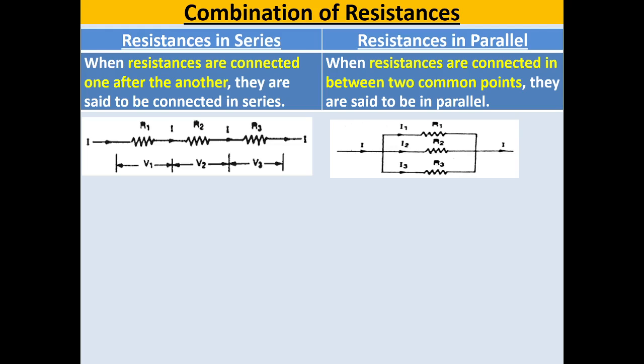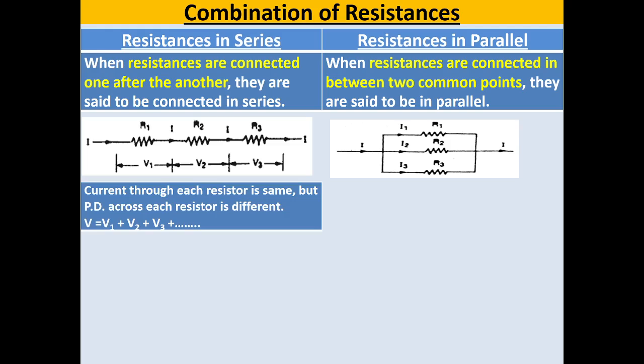When we connect three resistors R1, R2, R3 in parallel, the path for current through each resistor is different. So that's why the current flowing through each resistance is different, that is I1, I2 and I3. But the potential difference across each resistance is now the same.